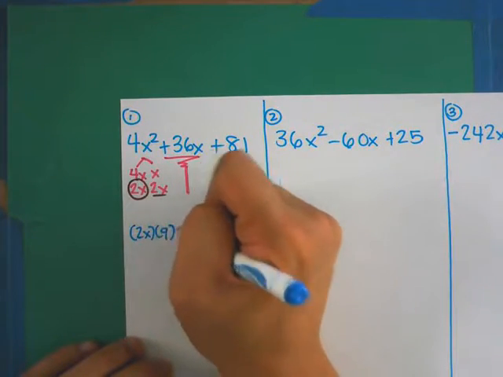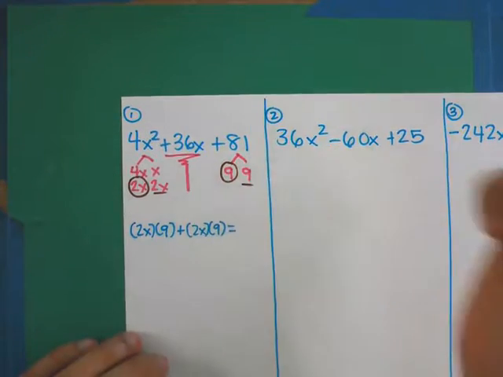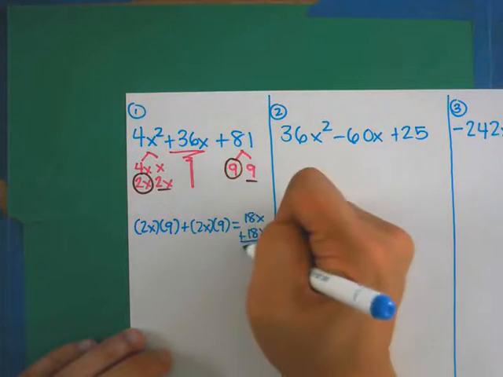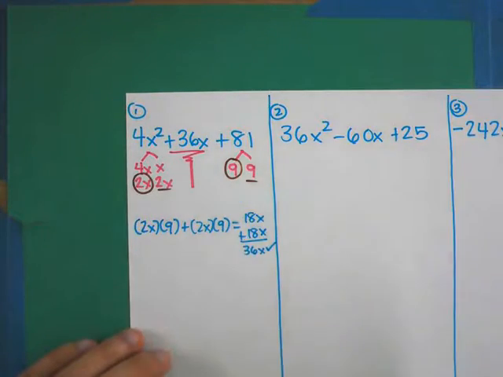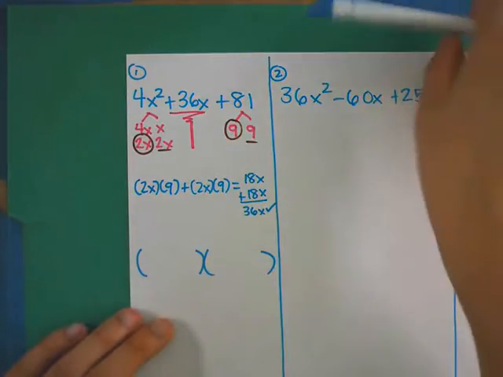Okay, I'm just going to write the proof down over here, just so that we have some written proof that it works. This is going to be 18x plus 18x, and then yes, that's the 36x that we want anyway. Alright, now into the 2 factors.